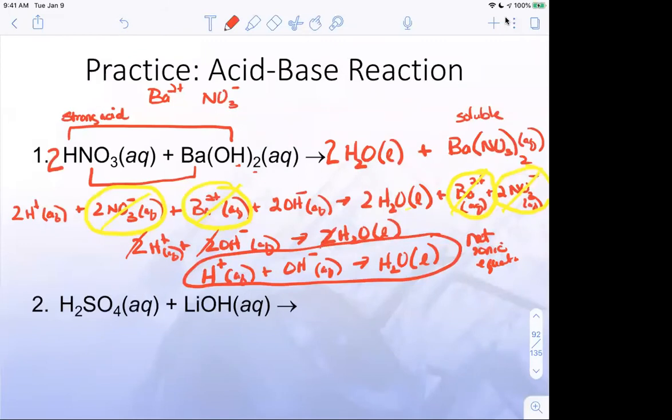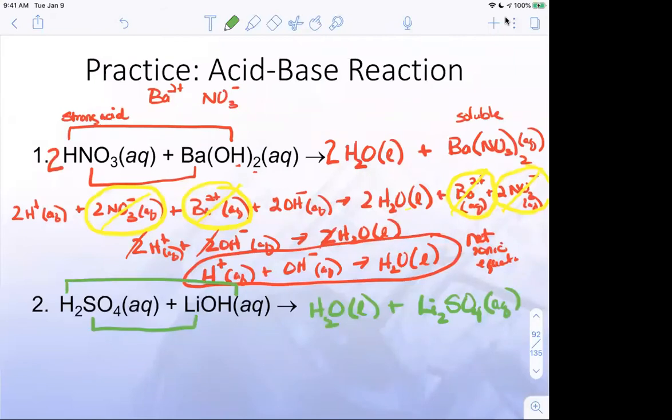Let's try this next one. I'll use a different color. I take the H and the OH, and I take the lithium and the sulfate. I'm going to make H2O liquid. The salt is going to be lithium, which is a +1, sulfate, which is a -2. So I get Li2SO4. That's aqueous because it's a group 1 cation. Lithium is a group 1 cation. It's always soluble.